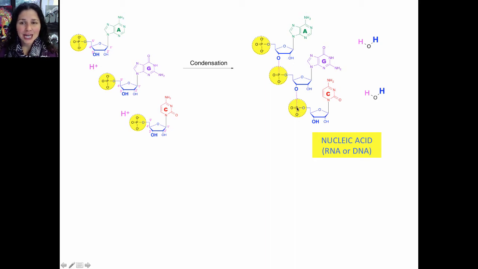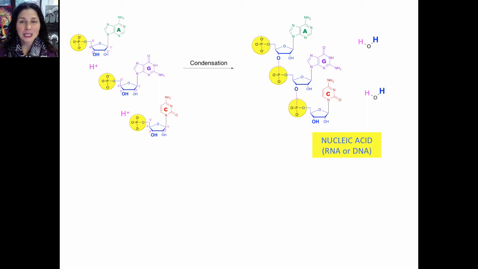The new connection here between the 2 sugars is called a phosphodiester because it contains 2 phosphate ester bonds. This one was formed in the original condensation of phosphate and sugar, and this one was formed in this condensation reaction as shown.